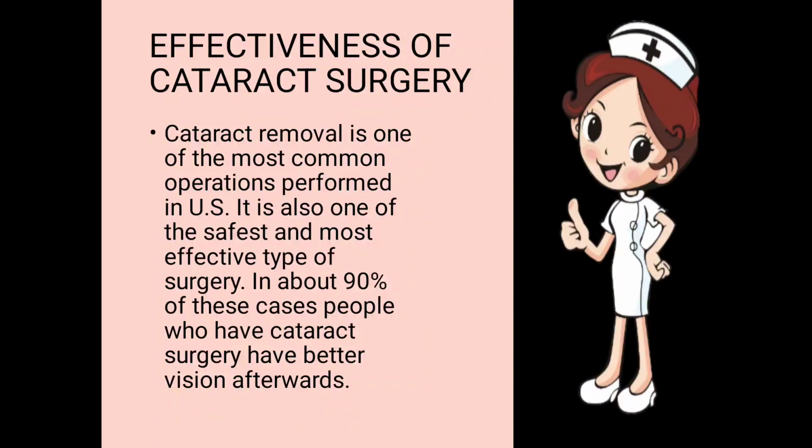Next one is the effectiveness of cataract surgery. Cataract removal is one of the most common operations performed in the US. It is also one of the safest as well as the most effective types of surgery. In about 90% of cases, people who have cataract surgery get better vision afterwards. It improves the quality of life of the patient, it gives the colors back to the patient. So this was the effectiveness of cataract surgery: in about 90% of cases the patient should be happy after cataract surgery, and it is one of the safest as well as the most effective types of surgery, performed in the US as well as in our country.